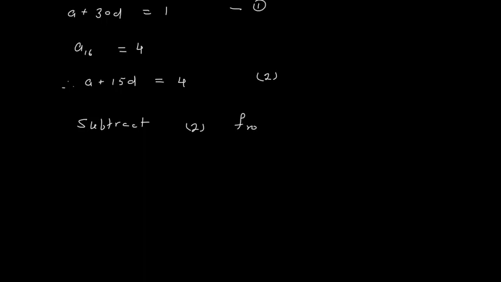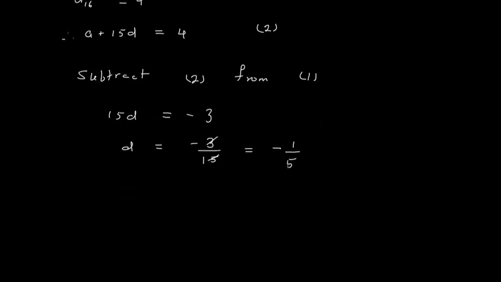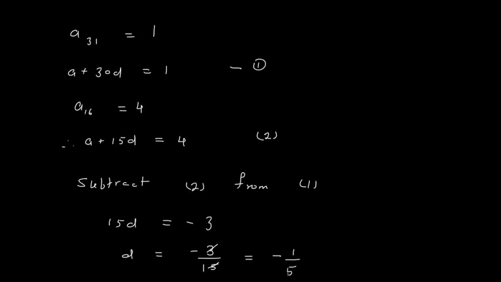Subtract equation 2 from 1. So this A and A will cancel. 30D minus 15D will give you 15D. And on the right side, 1 minus 4 will give you minus 3. So you will get D is equal to minus 3 upon 15. So 3 1s are 3 and 3 5s are 15. So it is minus 1 divided by 5. This is the value of D you got.